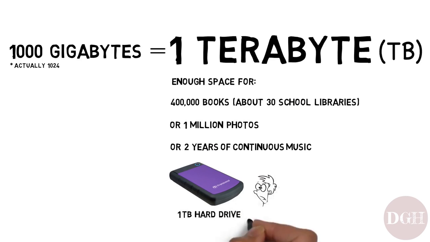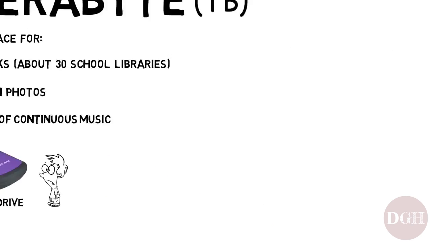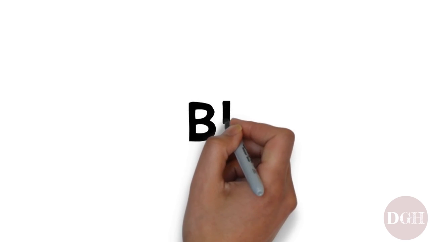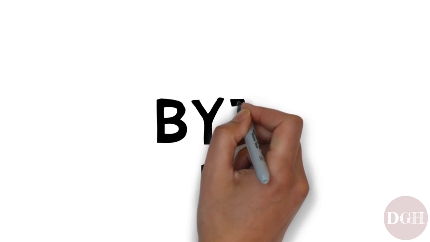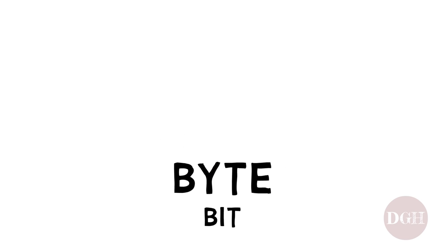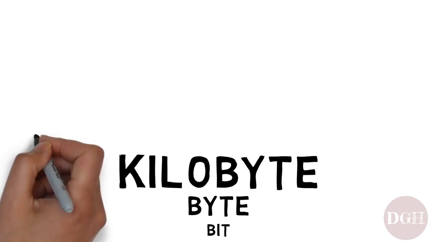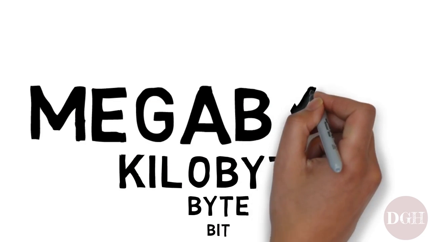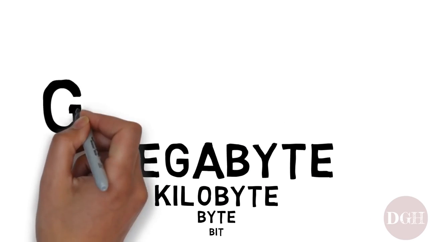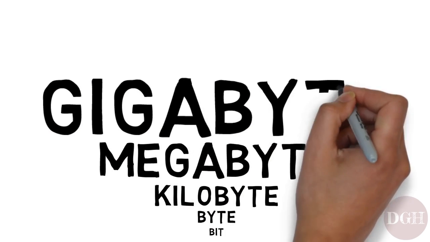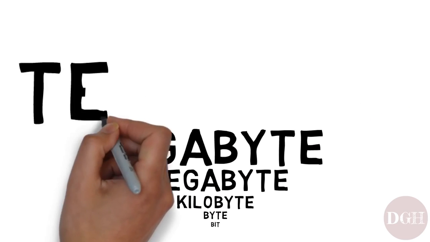Yes, it's pretty amazing. So, to recap, we talked about bits, how there are 8 bits in 1 byte, how there are 1,000 bytes in 1 kilobyte, and 1,000 kilobytes in 1 megabyte, and 1,000 megabytes in 1 gigabyte, and 1,000 gigabytes in 1 terabyte.